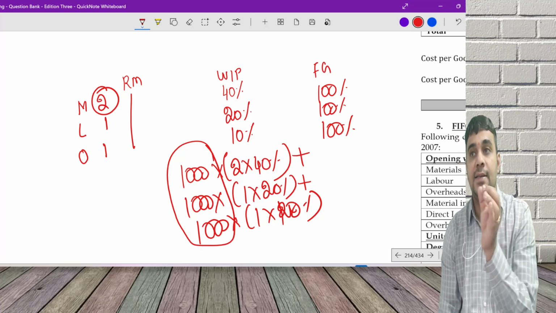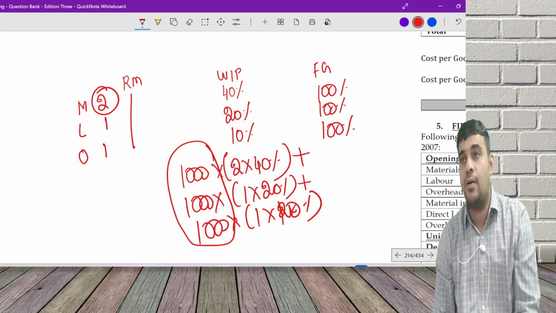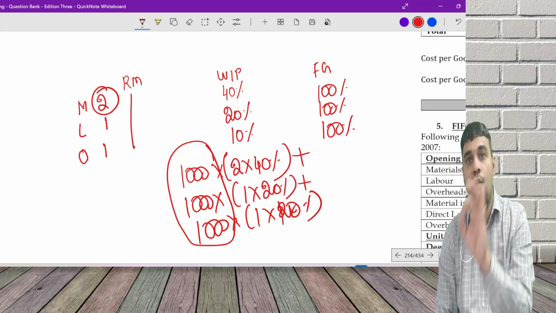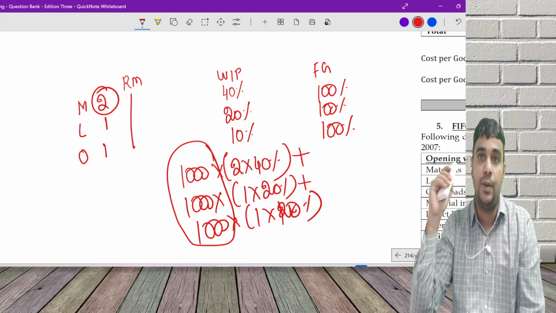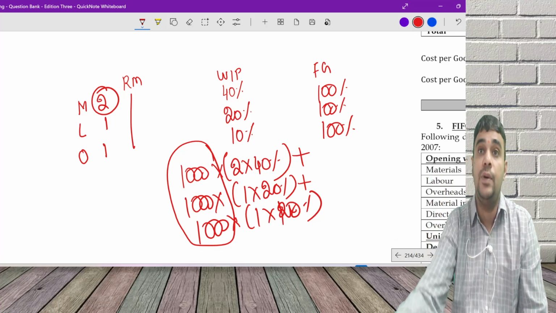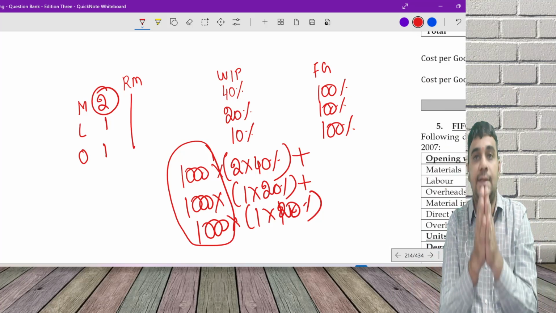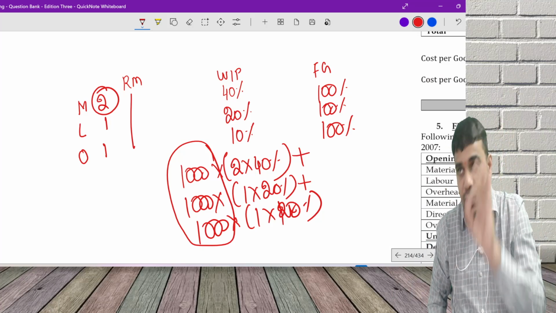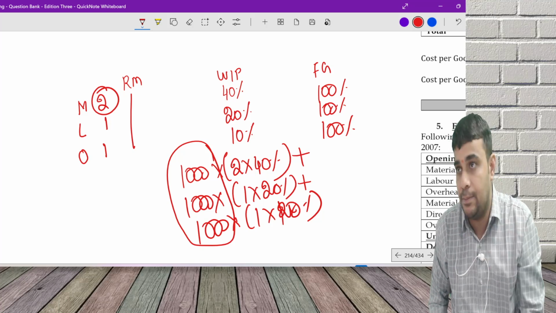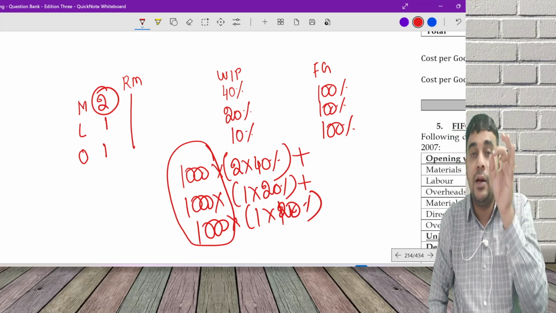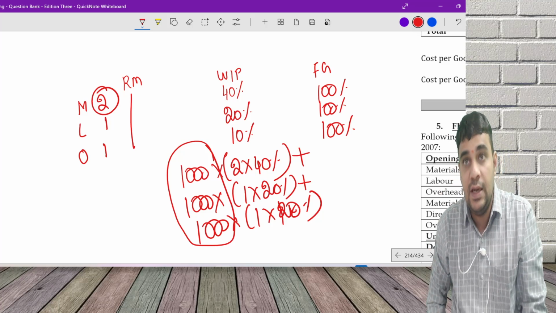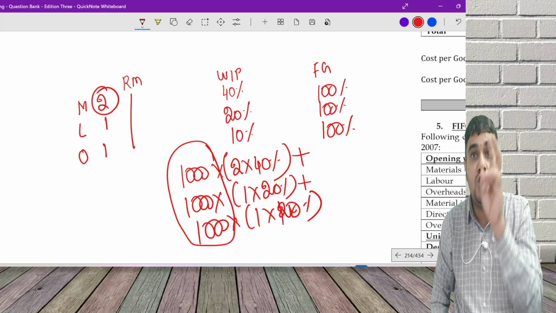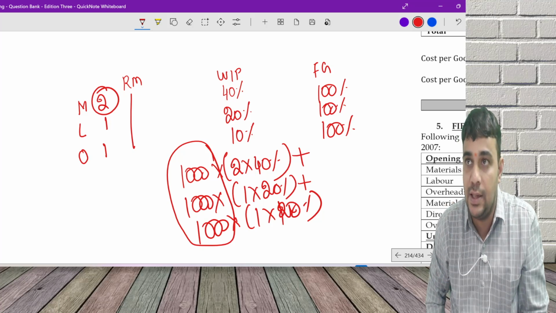I had just touched upon this when we were doing overhead cost under absorption or over absorption. We said units produced including WIP, the equivalent units concept. So what the equivalent units concept says is, if somebody says I have 1,000 units in process and they are 20% complete, 80% incomplete, then 1,000 units is equal to 200 fully completed units.